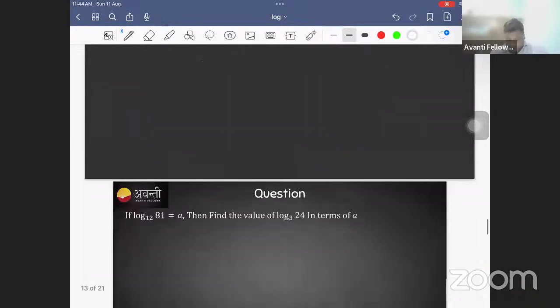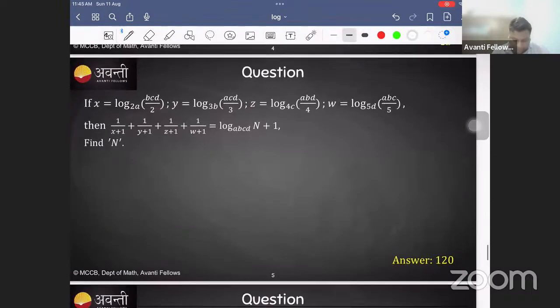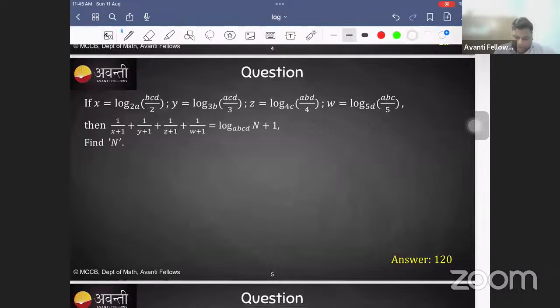Now there is a question on this property. See this one. X is log BCD by 2 base 2A. Y is log ACD upon 3 base 3B and so on. Then find the value of 1 upon log 1 plus X, 1 upon log 1 plus Y and so on. Quickly attempt. Solve it quickly.